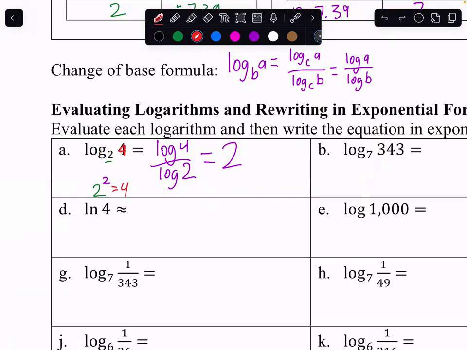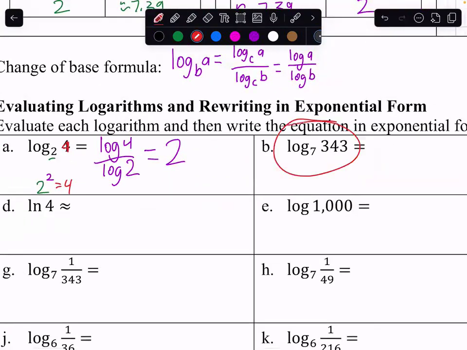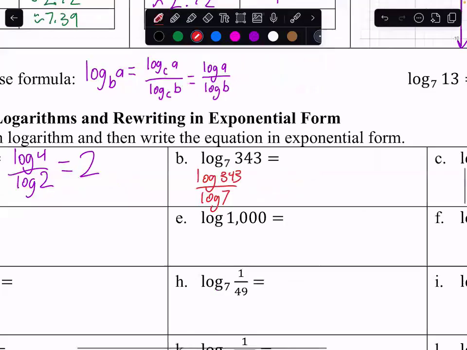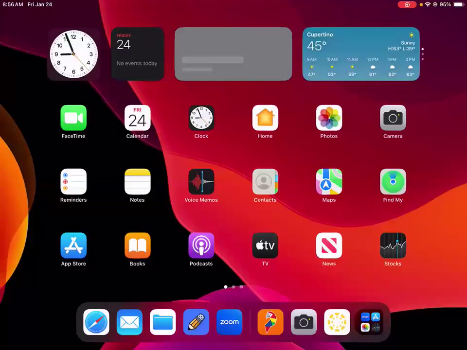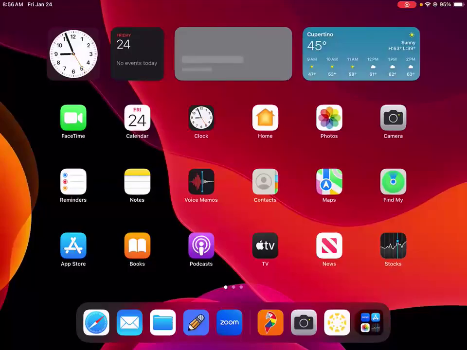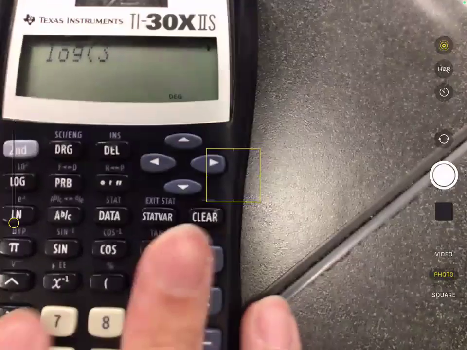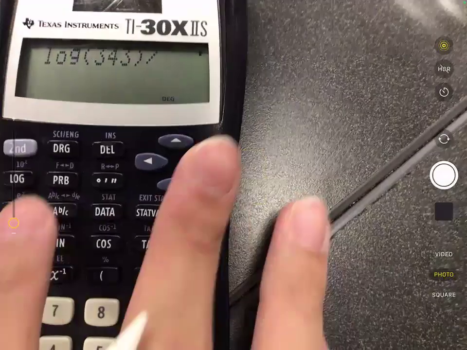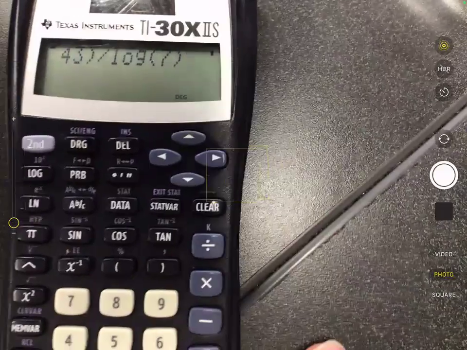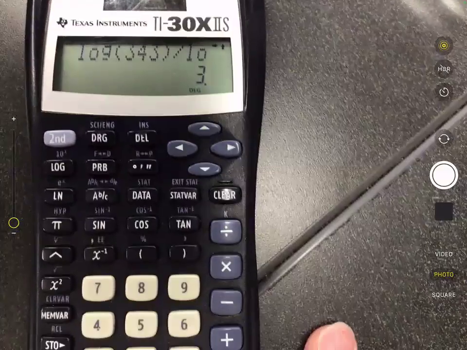So let me do one more with you. Okay, so log base 7 of 343. So remember, that can be rewritten as log of the argument 343 divided by log of the base, which is 7. So typing that in. Okay, that comes out to 3.